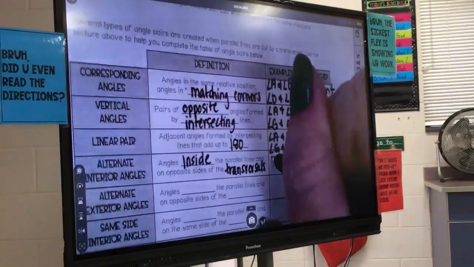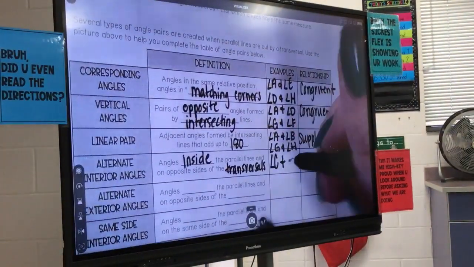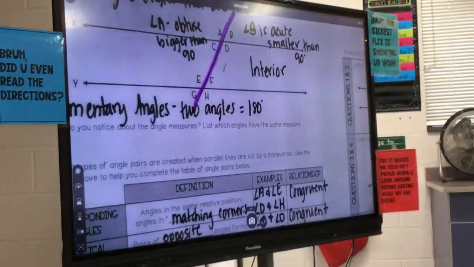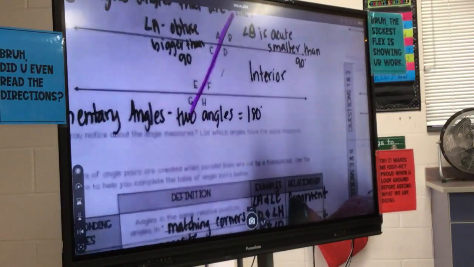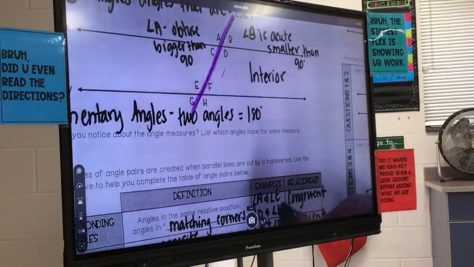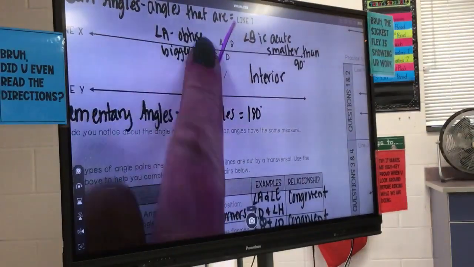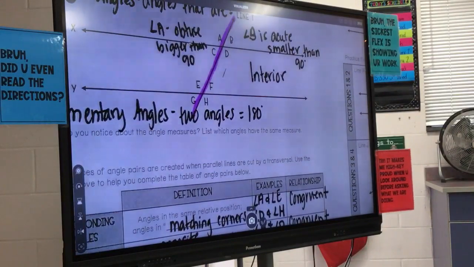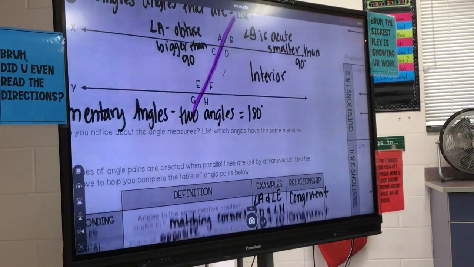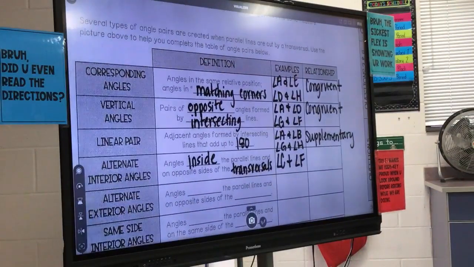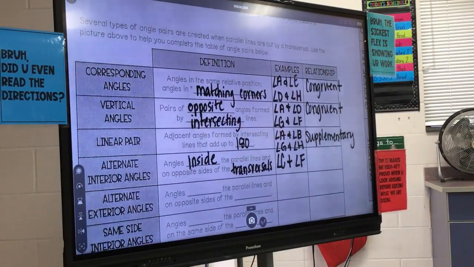And an example of this is angle C and angle E. No, sorry, angle F. So C and F are alternate interior angles. So they're the opposite essentially on the inside. Are they congruent or are they supplementary? So angle C and angle F, are they the same or are they different? What do you guys think? Same or different? Same. So they are congruent.